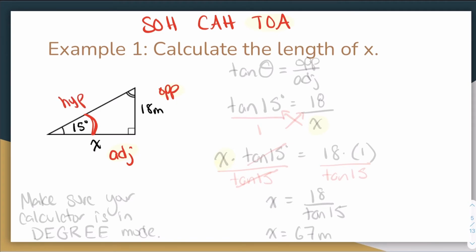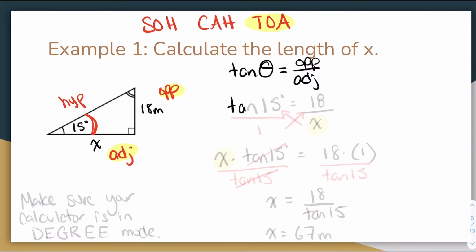We don't have any information about the hypotenuse, so we're not going to worry about it. What we do have is our opposite and our adjacent. Now I look at SOHCAHTOA. Which one uses opposite and adjacent? In this case, it's the tan ratio. Start by writing down my formula. Tan theta, remember theta is just an unknown angle, equals opposite over adjacent.